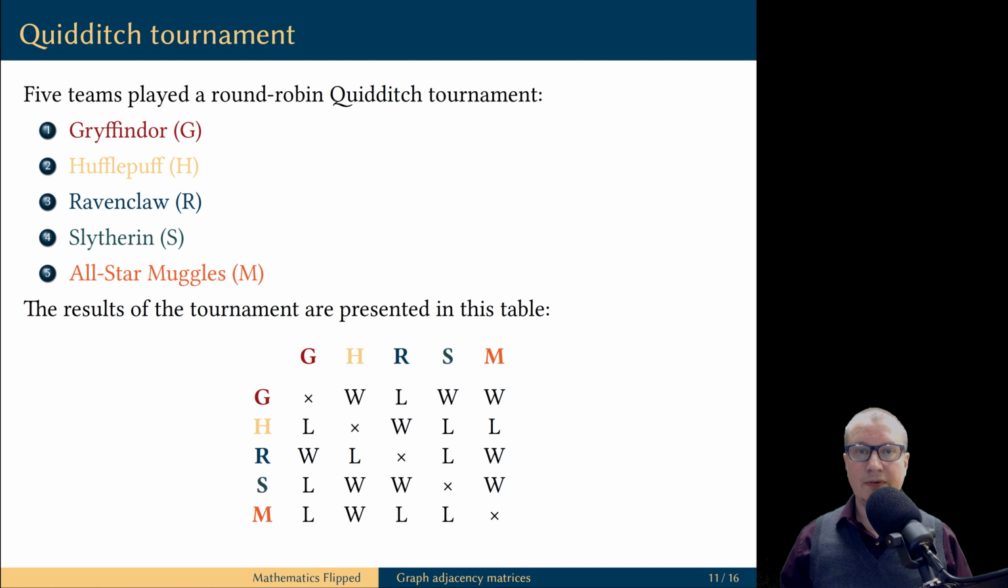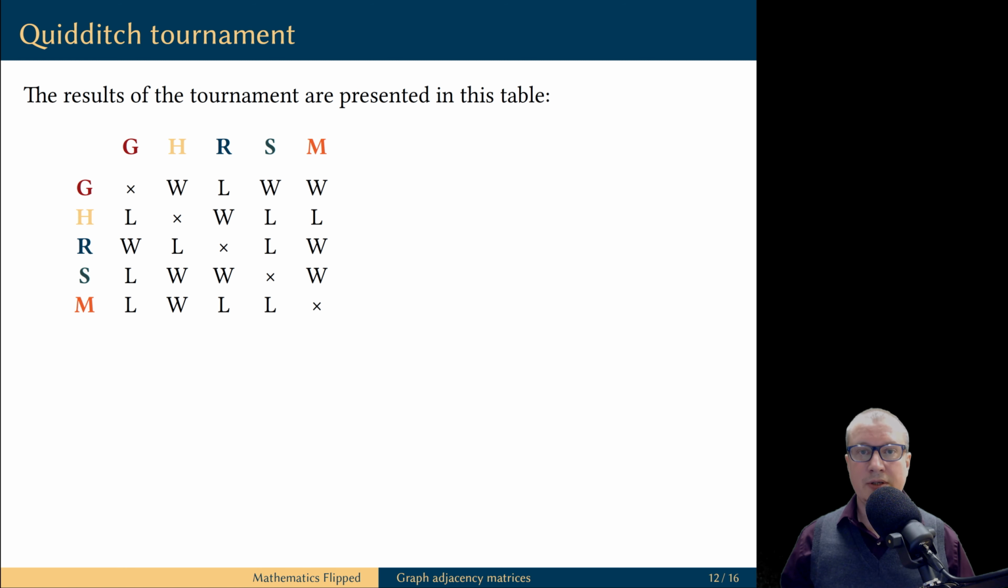So the result of any given match is given with respect to the row player. For example, Team Gryffindor won the match against Hufflepuff, they lost the match against Ravenclaw, and they won their matches against Slytherin and All-Star Muggles. The question is, who won the tournament?